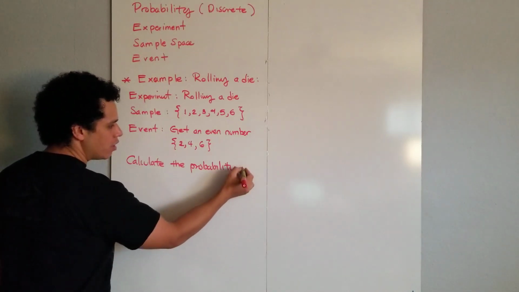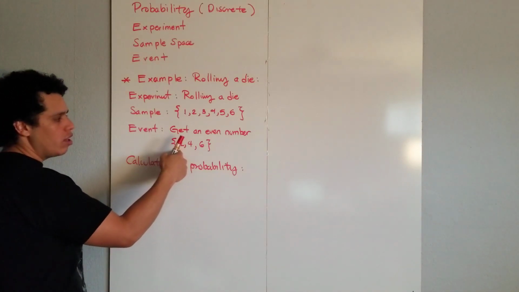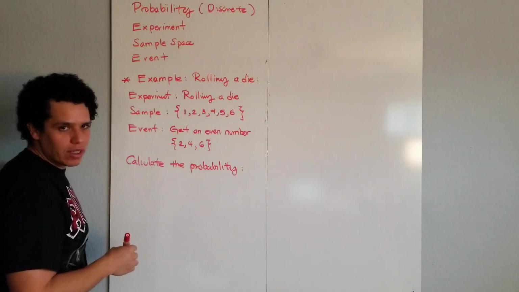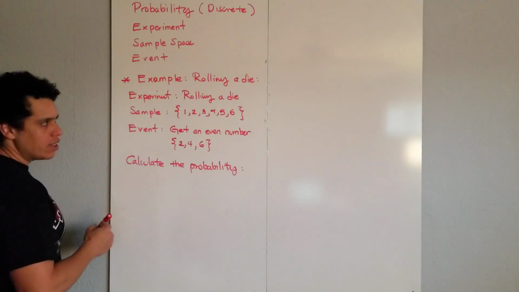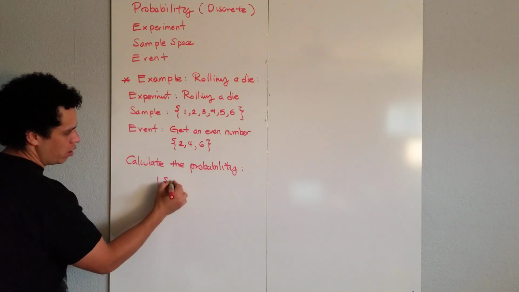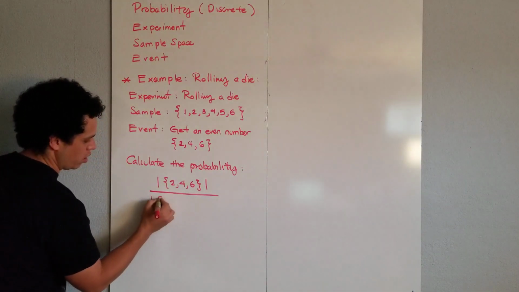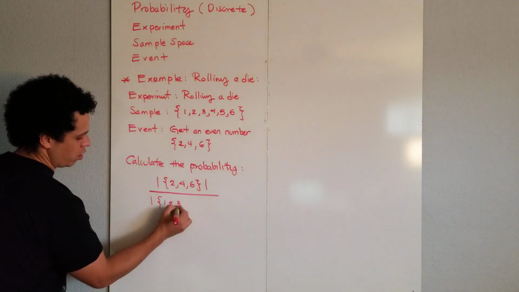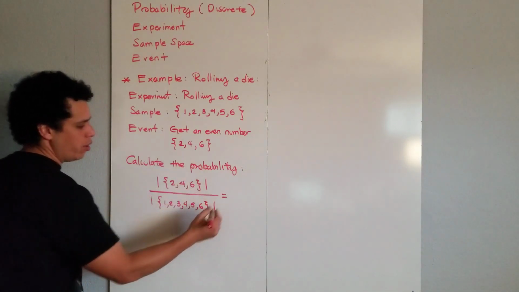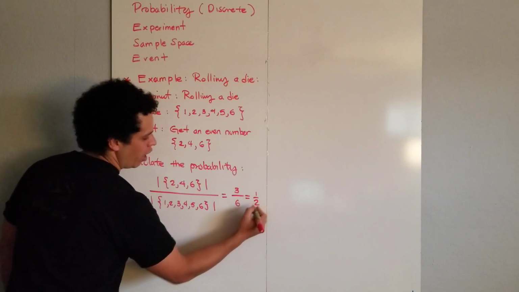So to calculate that, well, at least in the discrete case, we have to just count the number of elements that we have in the event and make a fraction with the number of elements in the sample space. So for this example, it's simple enough. We simply calculate this. But as a summary, this is 3/6, which is 1/2.